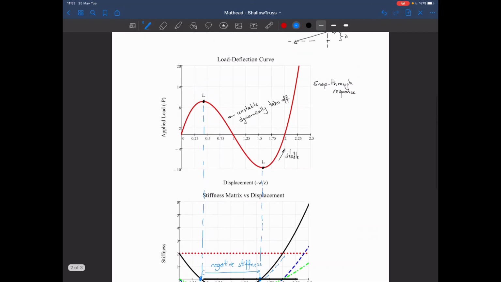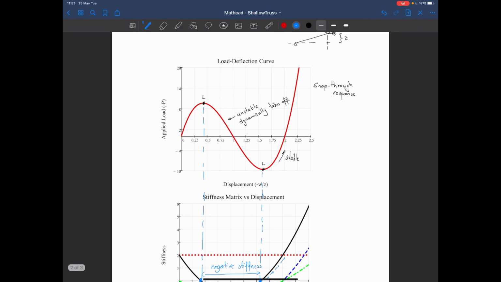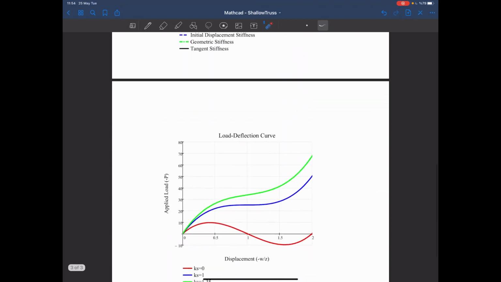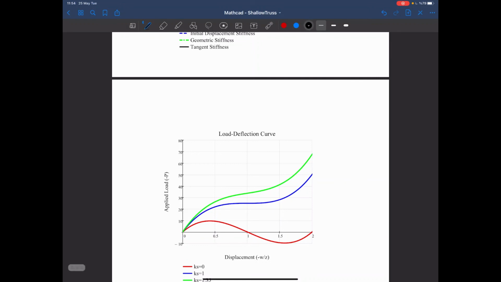So if we want to solve or analyze this structure by using a numerical method, we should be able to catch the limit points, and we should be able to trace this unstable region and find out our final value. So this is the snap-through response, but I can add a spring to the system so that we will always have some stiffness in the system.